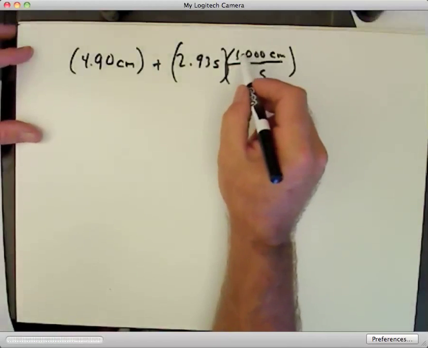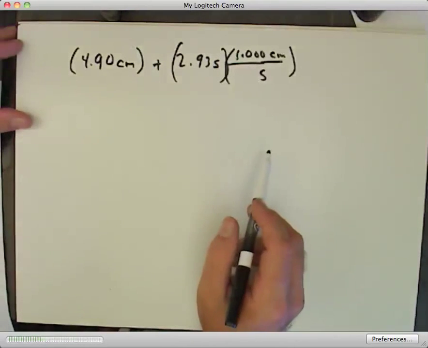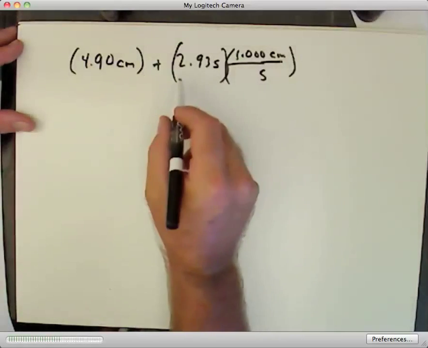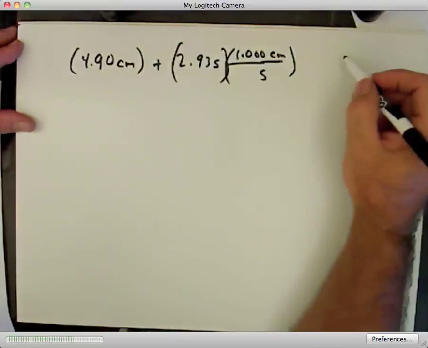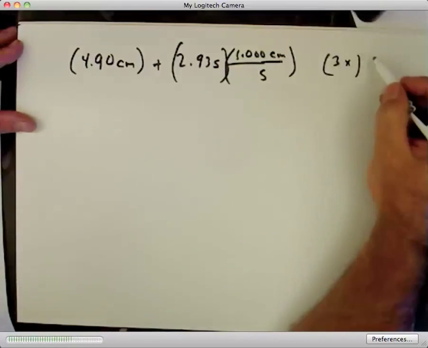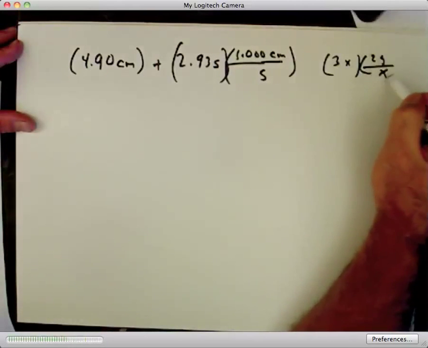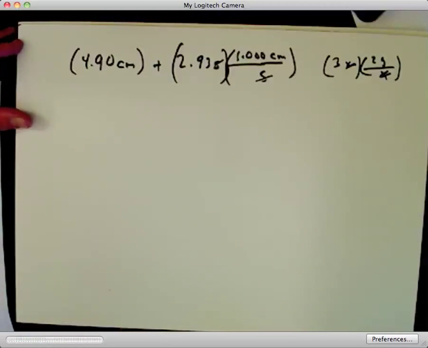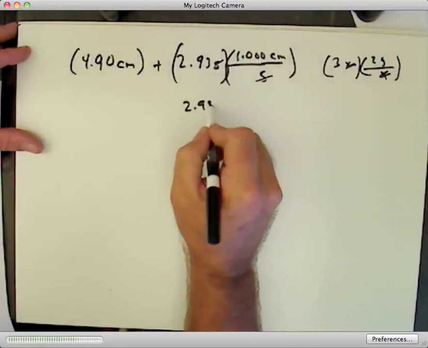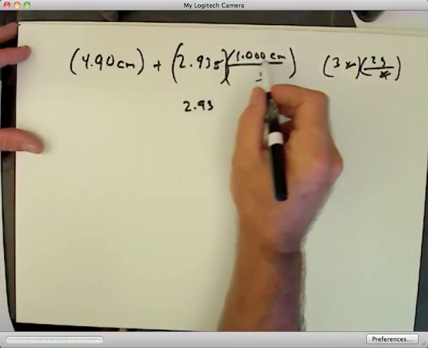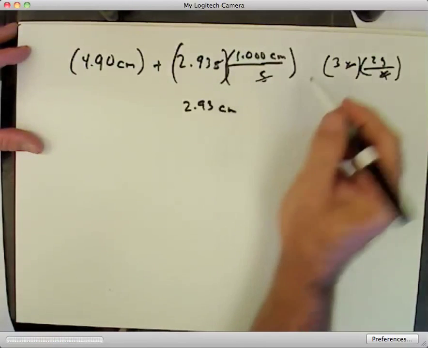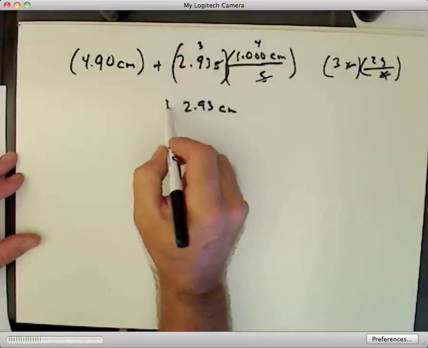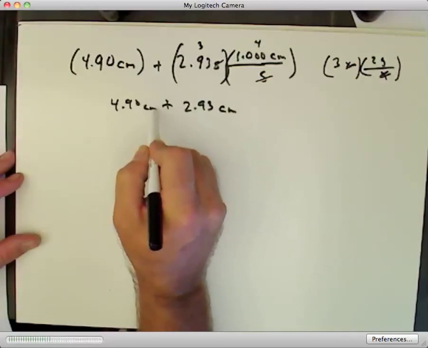Now, if you look at it, I have to do the multiplying first. Now, your math teacher might have said that's multiplying in front of the adding. When I multiply these together, look what happens. It's kind of like I have 3x, and then in the second one I have 2y over x. That x can cancel that x. So this seconds is going to cancel out with that seconds. And I'm going to get 2.93 centimeters. And that's 4 sig figs, and that's 3 sig figs, so that's enough sig figs. And I still have the 4.90 centimeters there.